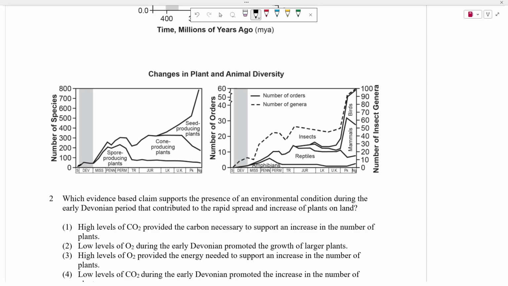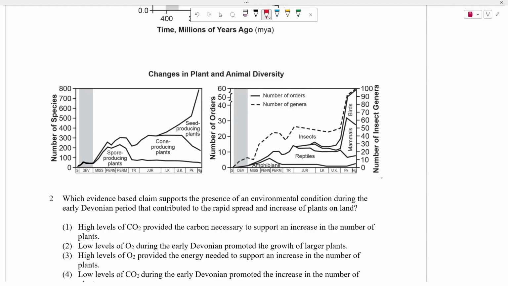We see here how they had this spike, and even though it decreased a little bit, ultimately you still had more species of plants than when you began, okay? Here we see the animal diversity in the environment, right? We have the number of orders increasing over time throughout the Devonian.